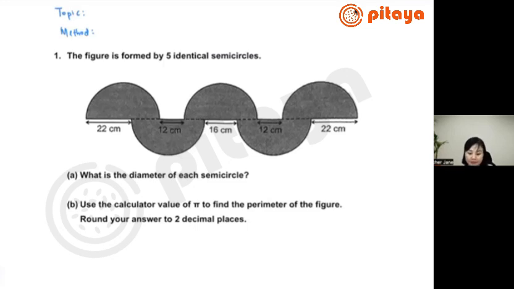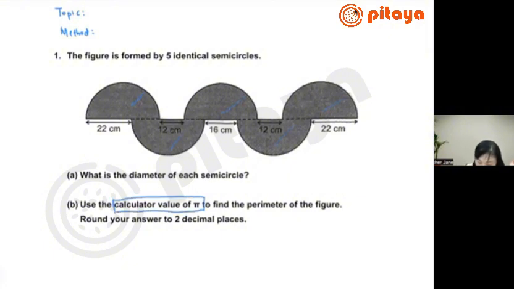Okay, class, let's take a look at this question. The figure is formed by 5 identical semicircles. So we have 1 and 2 and 3 and 4 and 5. And then they are asking for the diameter of each semicircle. And then the second question is asking for the perimeter of a figure using the calculator value of pi.